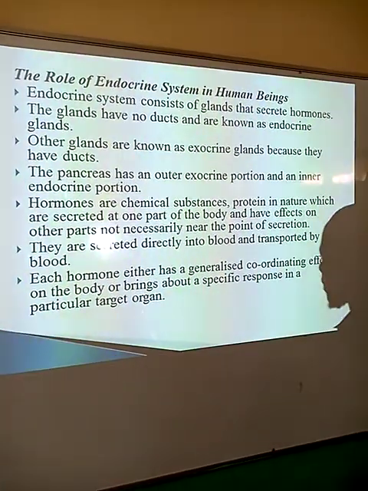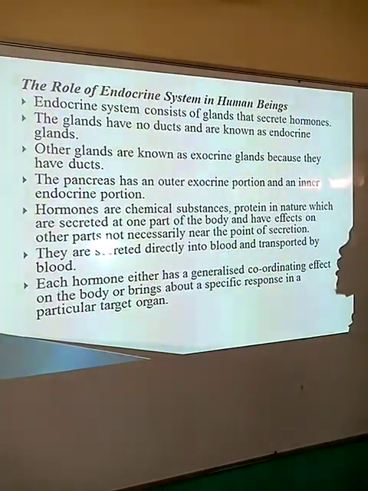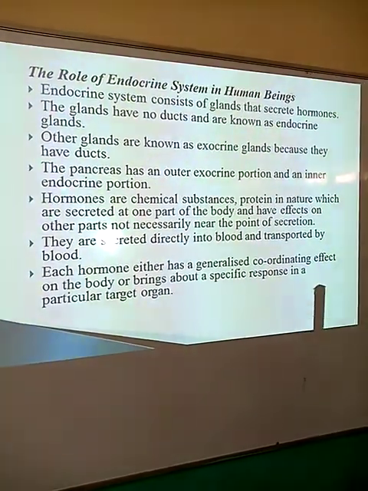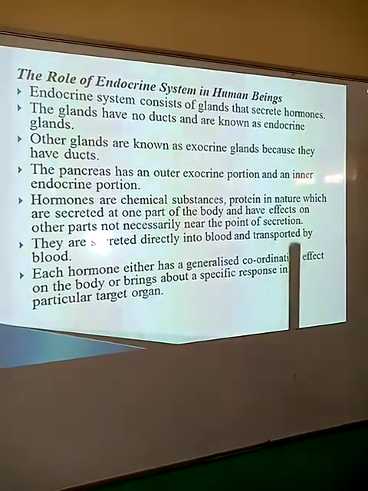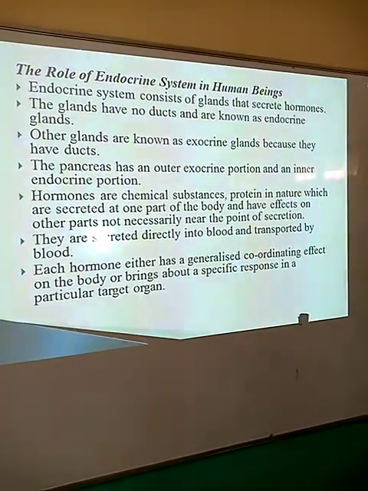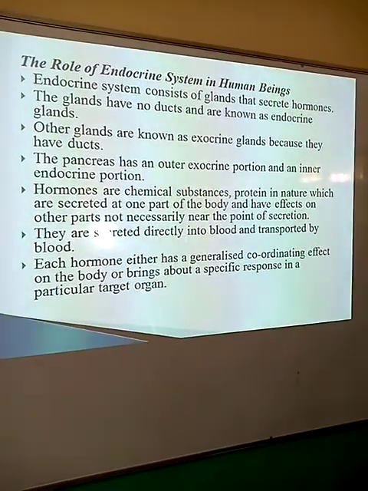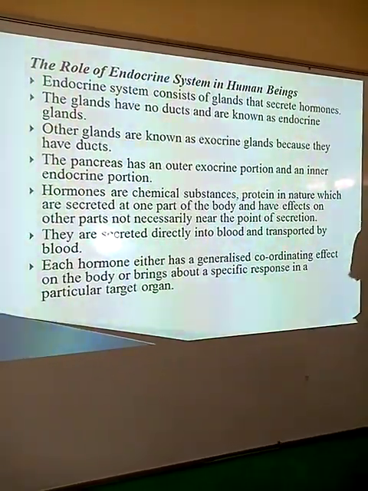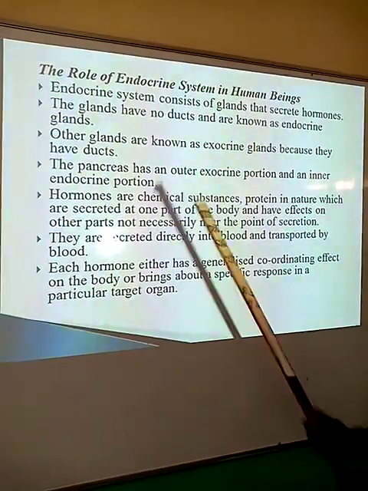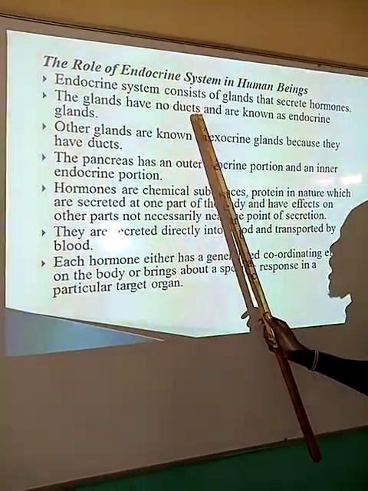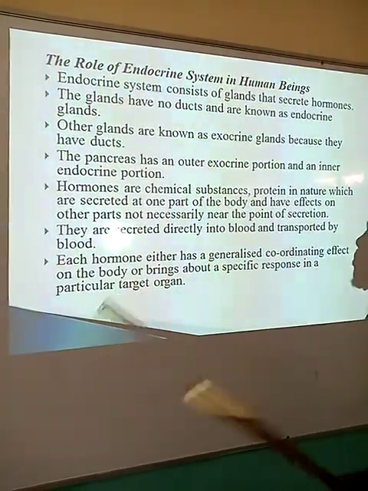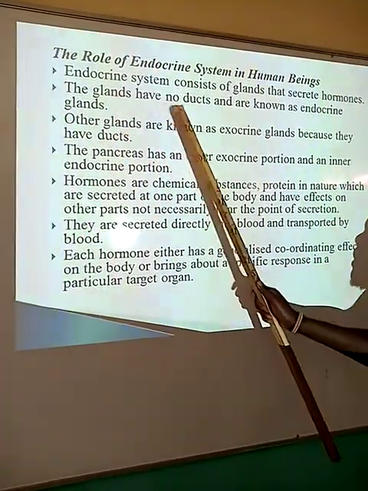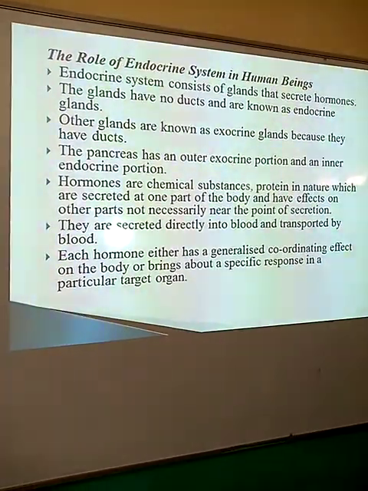We'll look at another thing, that is now the role of the endocrine system in human beings. That is, now we are talking about the hormonal system. How is it controlling? How is it coordinated so that it brings about different activities in human beings? So the endocrine system consists of the glands that secrete hormones, and the glands have no ducts. When I talk about the gland having no duct, whatever hormones they produce, they don't store them. That is what we are talking about. The glands have no duct and are known as endocrine glands.